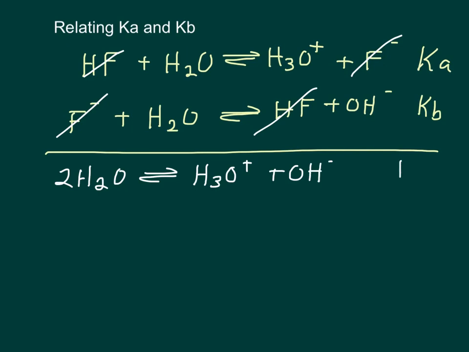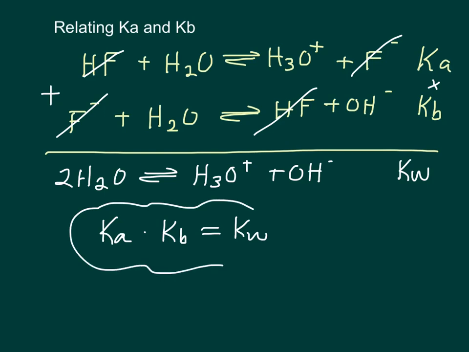Well, what's the K for this one called? Well, this is Kw. And remember, if you add equations, you multiply the K's. So we're going to get the relationship Ka times Kb equals Kw. And that's going to come in really, really handy when you know Ka and they need Kb, or vice versa. So that's going to be kind of a handy thing to know.